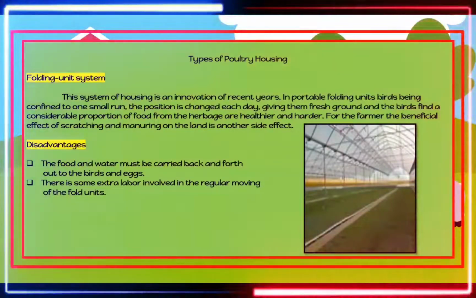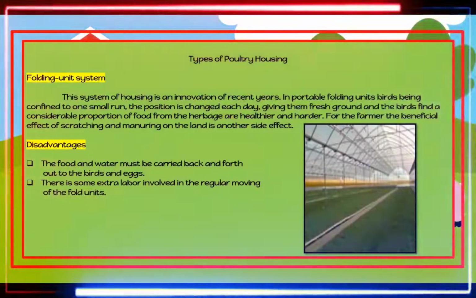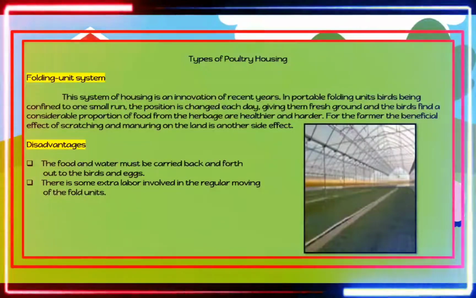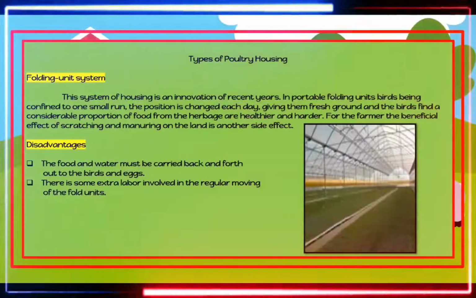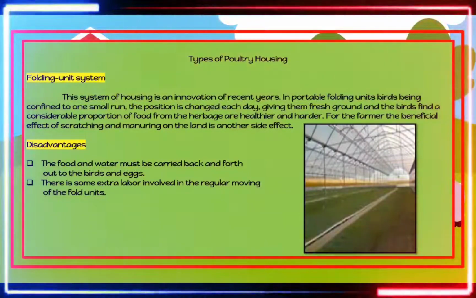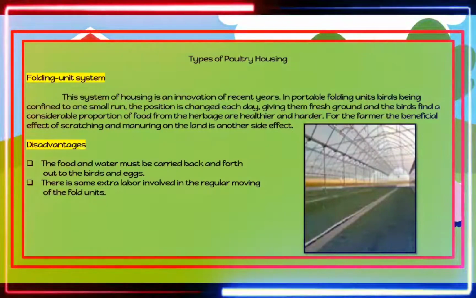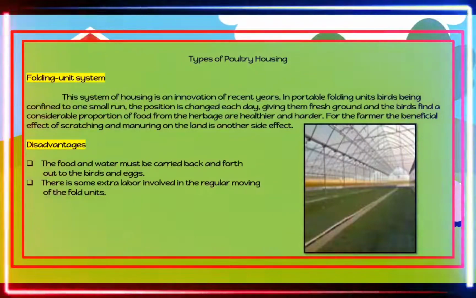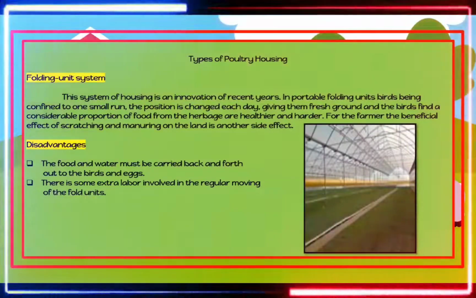Folding unit system. This system of housing is an innovation of recent years, in portable folding unit birds being confined to one small run. The position is changed each day, giving them fresh ground, and the birds find a considerable proportion of food from the herbage and are heartier and harder. For the farmer, the beneficial effect of scratching and manuring on the land is another side effect.